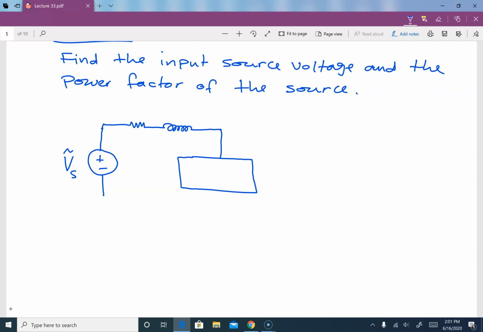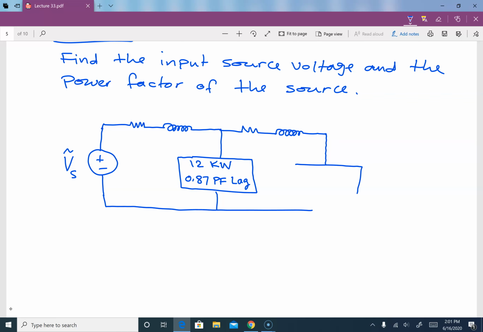Then we have a load connected, and that load takes 12 kilowatts at 0.87 power factor lagging. Then we have another transmission line here with a resistance and inductive reactance, and then another load connected here, and this load is absorbing 24 kilowatts at 0.9 power factor lagging.